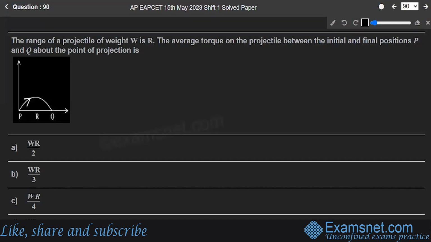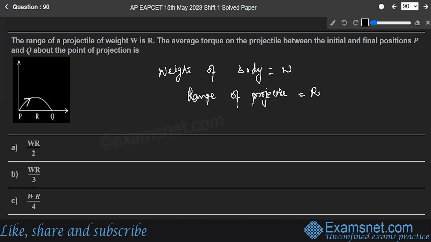Question number 90. The range of the projectile of weight W is R. The average torque on the projectile between the initial and the final positions P and Q, between the point of projection, is? So this is the projectile from P to Q shown in the figure. Fine. So W is the weight of the body, and the range of the projectile is R. See over here, we have this as range. This is the angle theta, let's say.